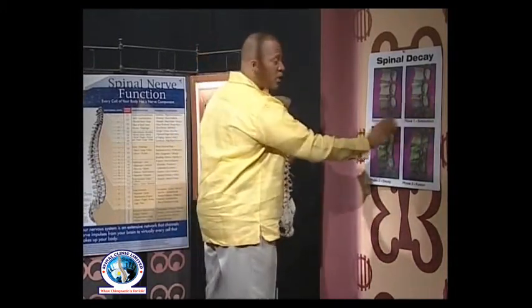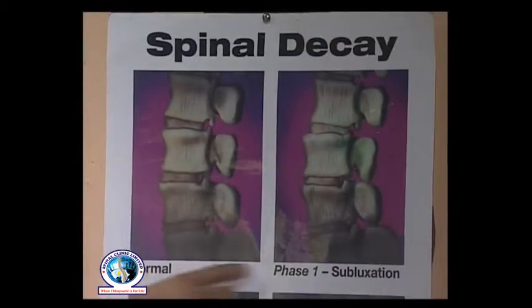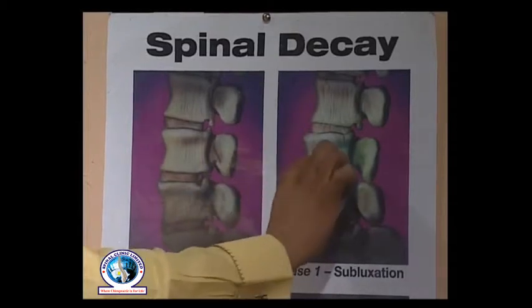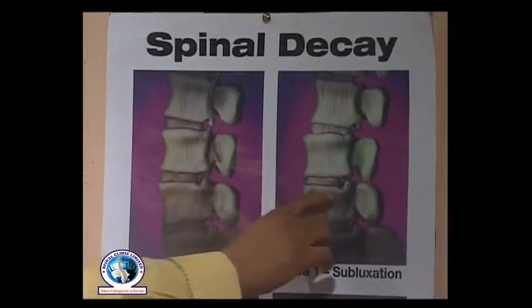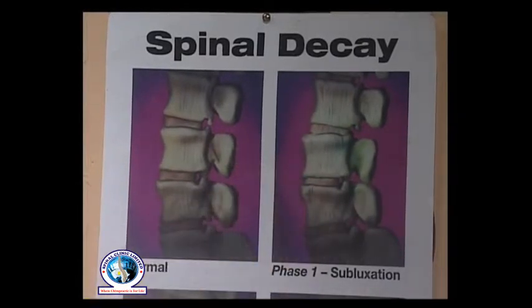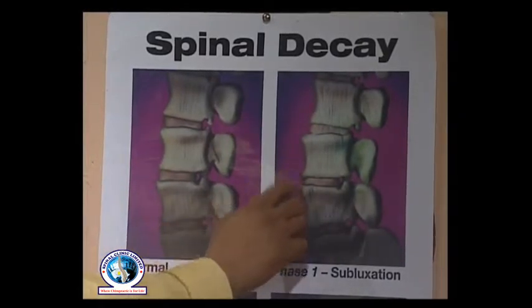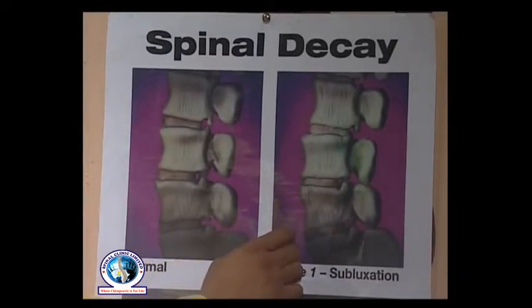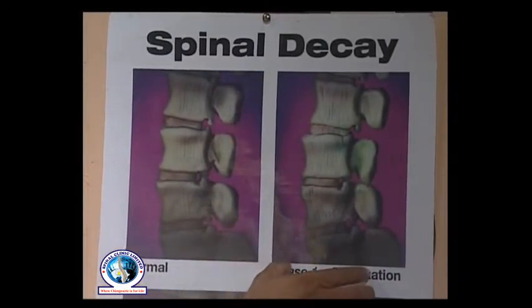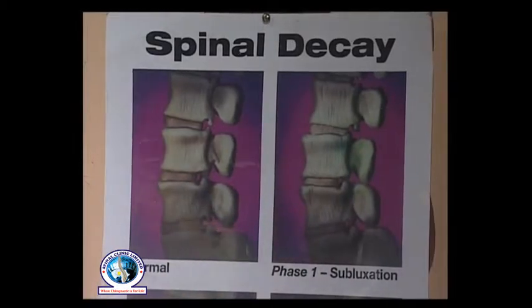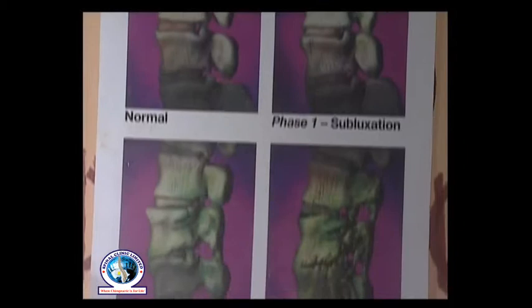Now, the difference between a normal spine and a subluxated spine, or phase 1 spine, is that you notice the disc has reduced in size a little bit, and also some osteophytes, or unhealthy arthritic bone spurs, are starting to form. Okay? After phase 1 occurs, if you don't do something about it, it will then go to phase 2, which is called decay.